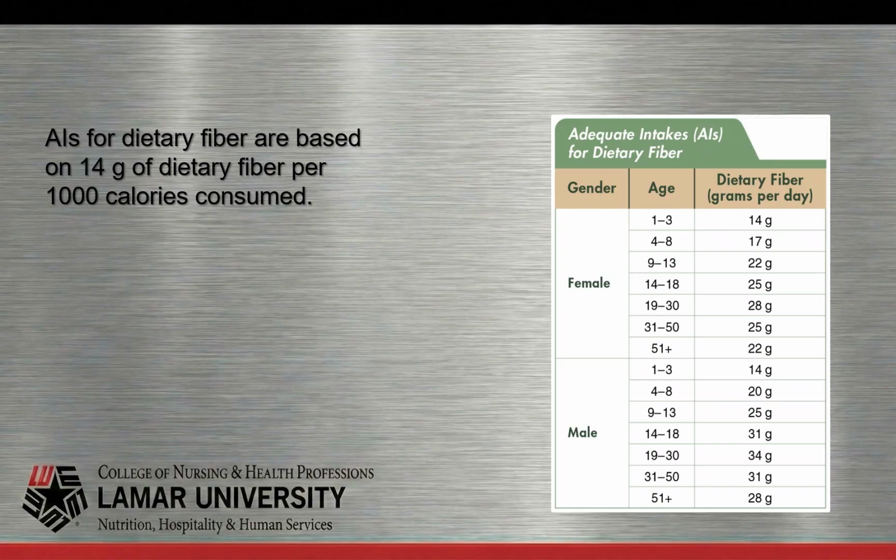The recommended dietary allowance, or RDA, for carbohydrates is a minimum of 130 grams per day and includes sugars and starches, but not dietary fiber. This RDA was established to ensure that enough glucose reaches the brain for proper functioning. The adequate intakes, or AIs, for dietary fiber are based on 14 grams of dietary fiber per 1,000 calories consumed.